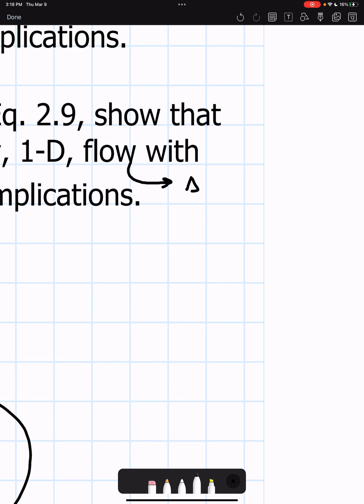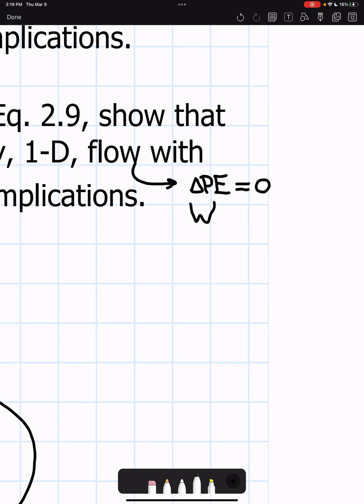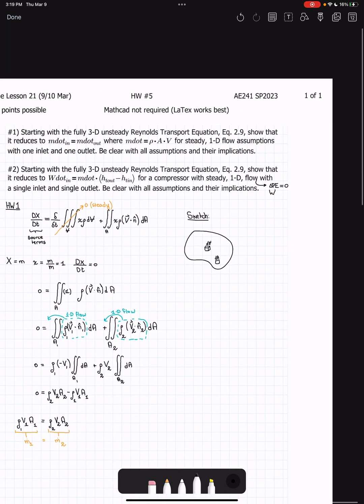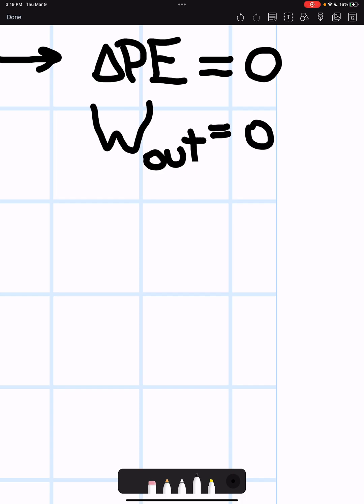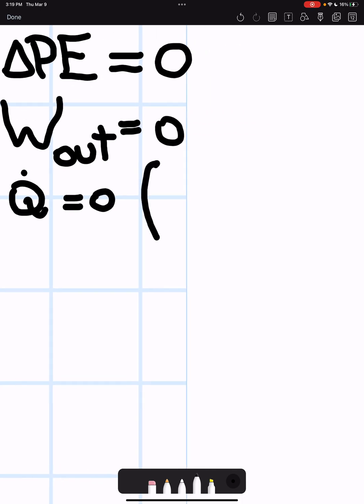And change in potential energy is negligible, so equals 0. The work, so they said the work out is equal to 0, so there's no work out. And then it's adiabatic, so Q equals 0, which means adiabatic.